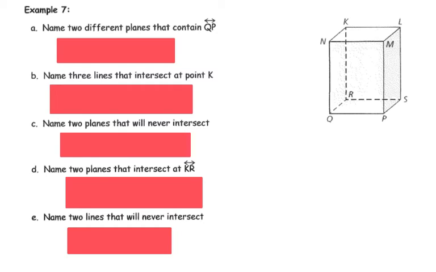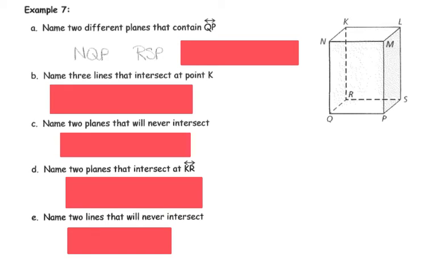Example 7. Name 2 different planes that contain line QP. Line QP. We get plane NPQ, so this plane here, and RSP, so it's this bottom plane here. Remember, this is 3-dimensional, so you do have to kind of keep that in mind.